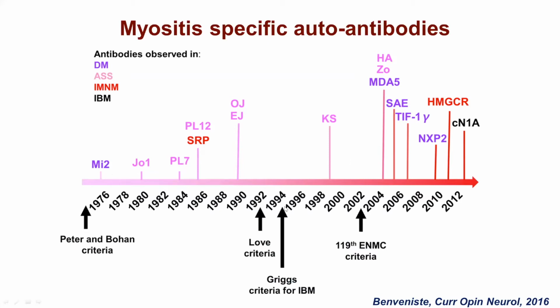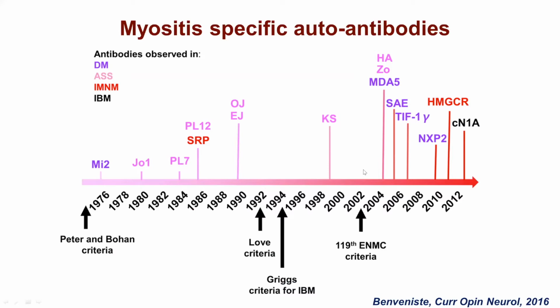Some of them are specific to immune-mediated necrotizing myopathies, others to antisynthetase syndrome, and the last ones, MDA5, SAE, TIF1 gamma, NXP2, to dermatomyositis. And the last one, anti-cN1A, is a little bit more specific to inclusion body myositis.